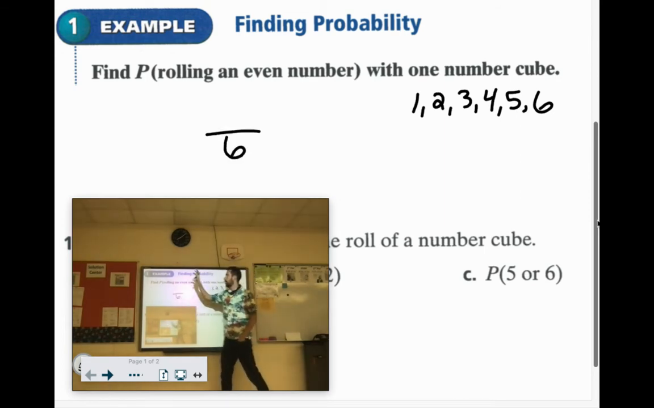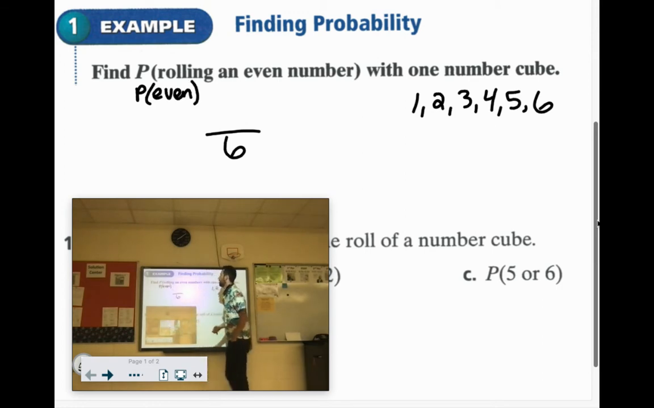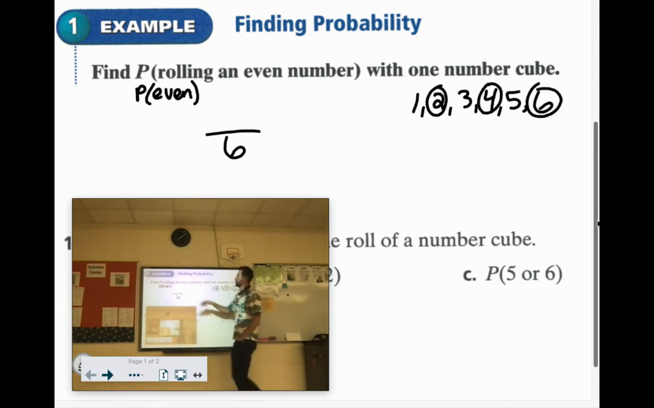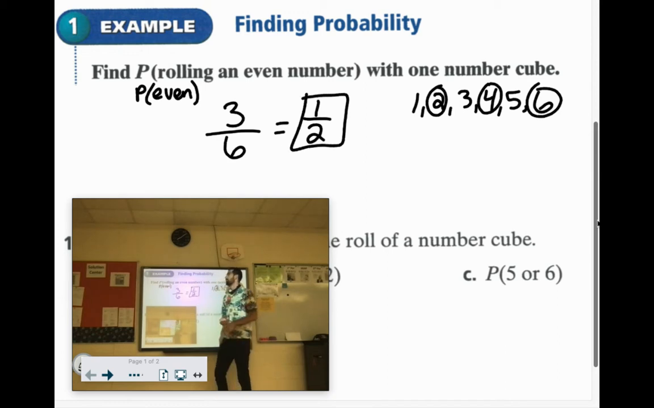We're looking for the probability of rolling an even number. That's what P in parentheses means, or sometimes you might see it as P of even. So of these 6, how many of them are even numbers? Well, you got 2, 4, and 6. So 3 of the 6 are even, but you always have to simplify if you can. So 3/6 would reduce to 1/2, which makes sense because half the numbers are even, half the numbers are odd.